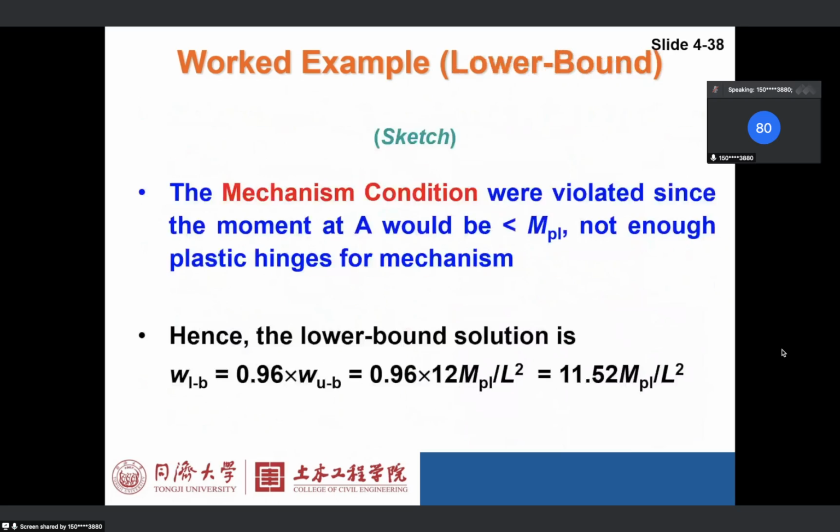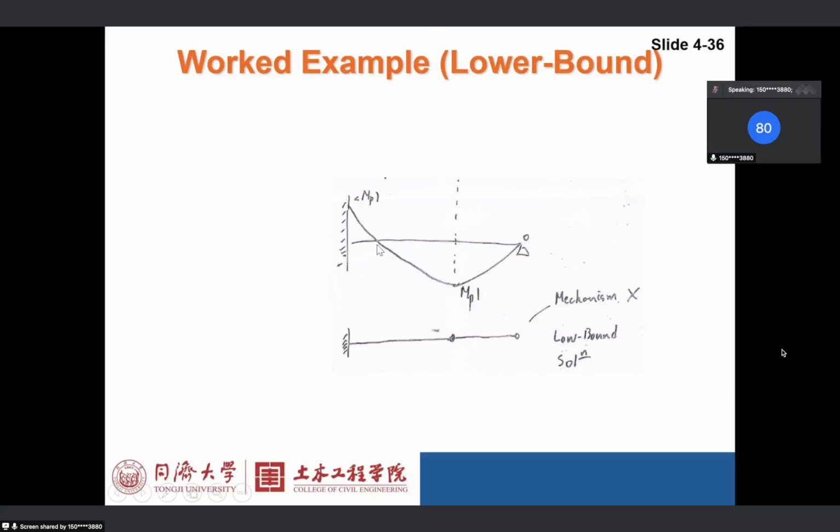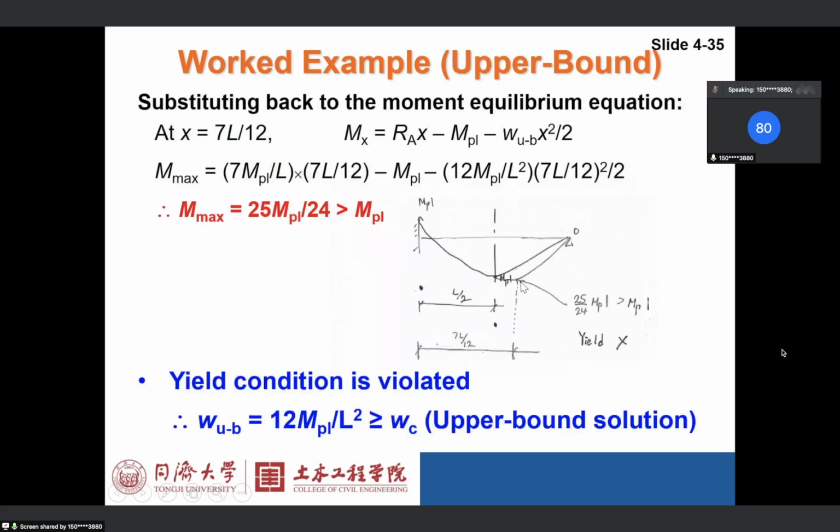Anyway, okay. How about the lower bound solution? Can you tell me what's the scale factor to get the lower bound solution? Actually, the answer is here, but I would like you to type it down. This is the upper bound solution, 12. Can you tell me the lower bound solution?